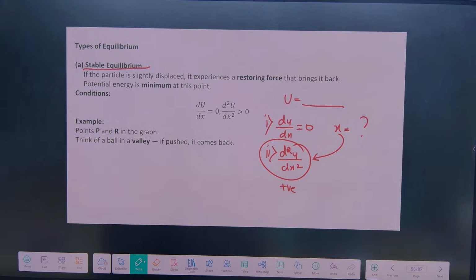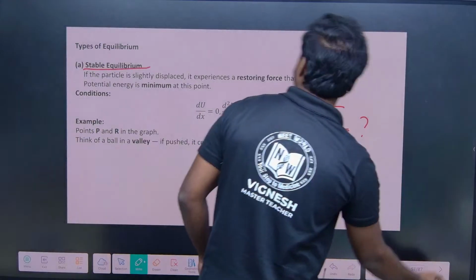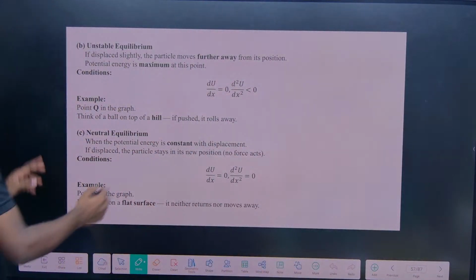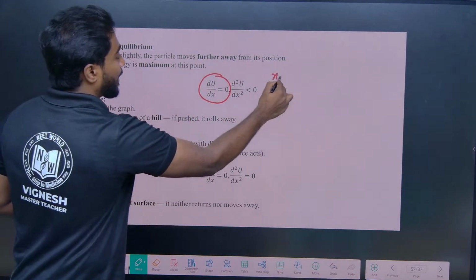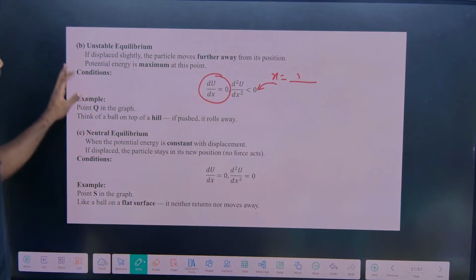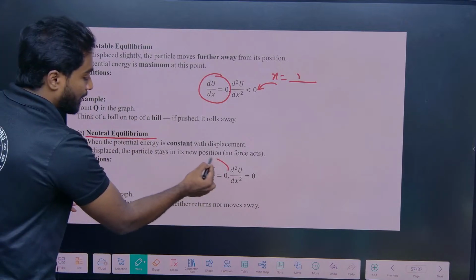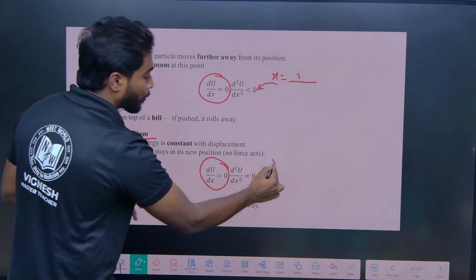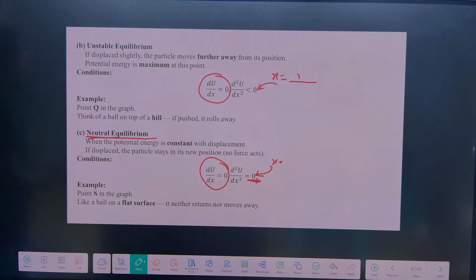Completed? Can we go for the next one? For the unstable equilibrium, same: dU by dx equals 0, I keep the x values and substitute in the second derivative. If I get negative, it is unstable. Similarly for neutral equilibrium, I take the first step as it is and get the values of x. If I substitute the values and get 0, it is neutral equilibrium.